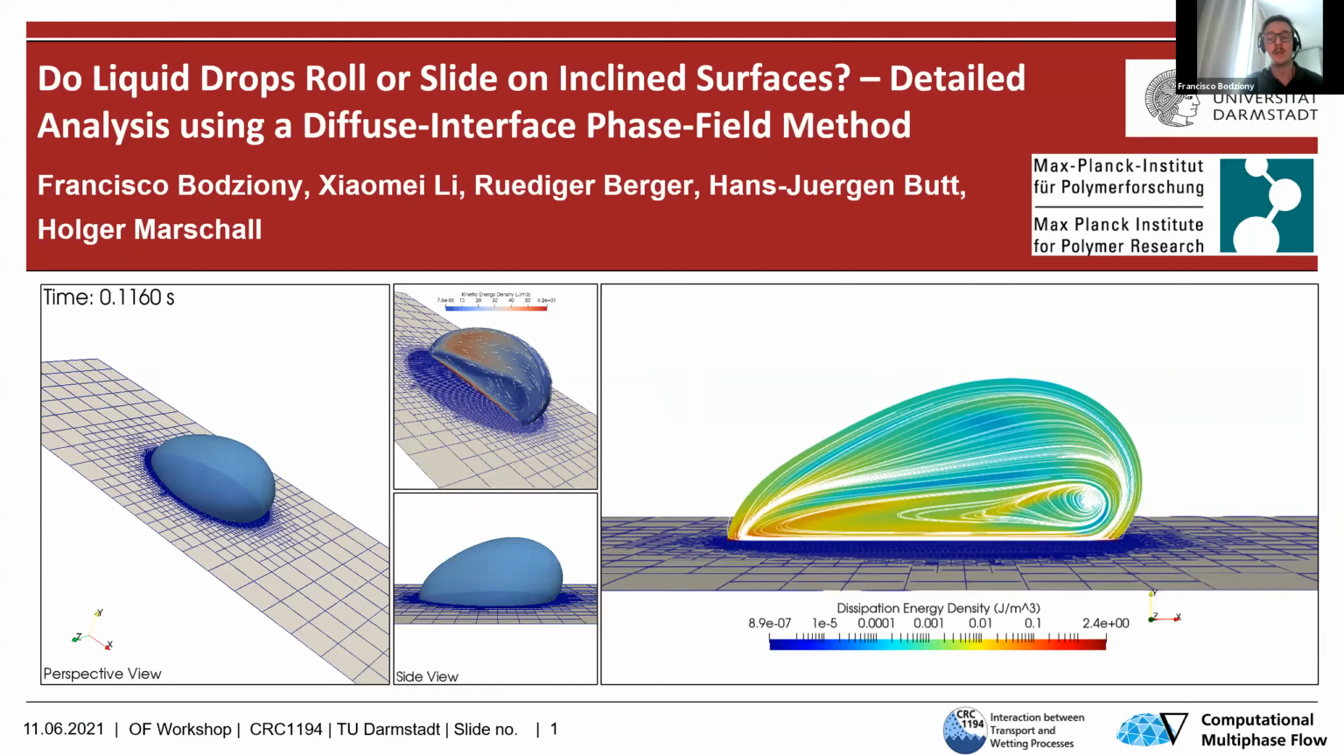So hi everyone. Thank you all for joining in. I'm Francisco, and today I'm going to talk to you about the motion of droplets on inclined surfaces, which we have studied with the diffuse interface phase-field method in conjunction with the experimentalists at the Max Planck Institute. As a side note, I don't speak as fluently as the other participants. So if I say something you don't understand, just let me know and I'll try to be clearer.